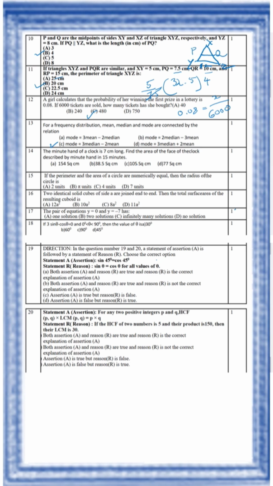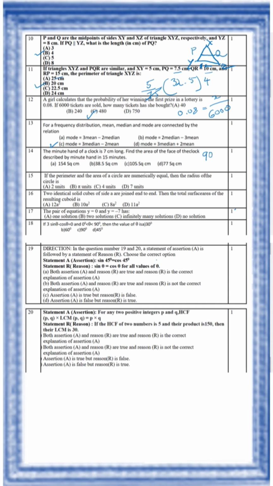14. The minute hand of a clock is 7 cm long. Find the area of the face of the clock described by the minute hand in 15 minutes. Area is equal to theta by 360 into pi r square. Here radius is 7. Theta is how much? Here 15 minutes, 15 minutes is 90 degree.